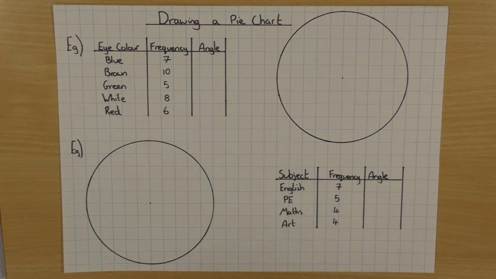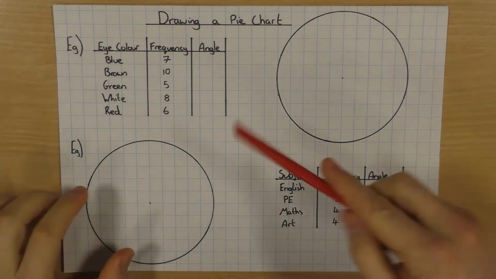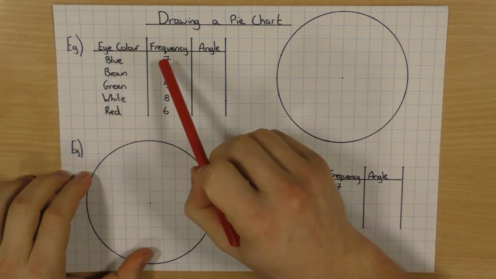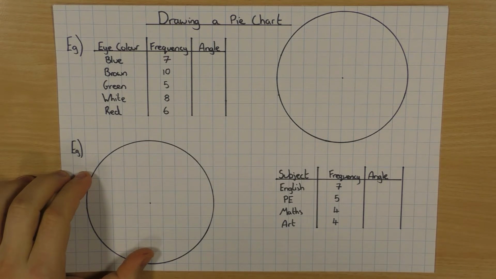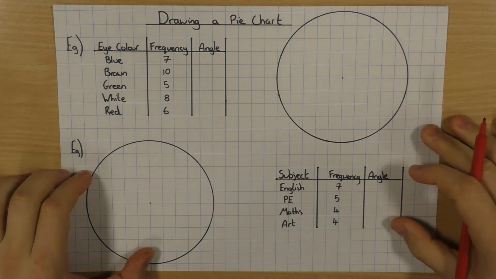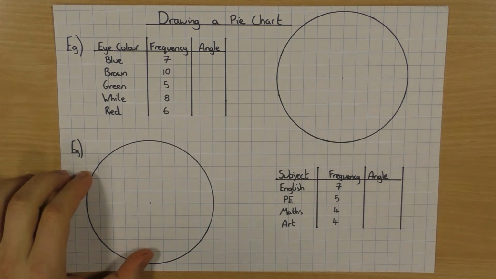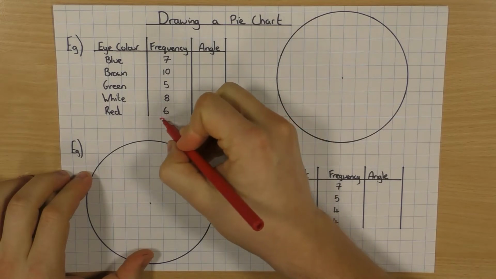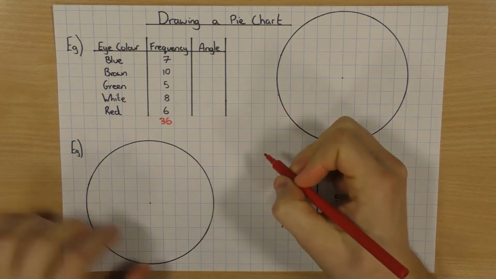Hi guys, in this video we're going to have a look at how we draw a pie chart from a table. So the first thing that we're going to do in this one here is we've been given the frequency of all the different eye colours. So 7 people have blue eyes, 10 people have brown, and so on and so forth. So the first thing you need to do is work out how many people there were in total. So if I add all these up, it comes out as 36.